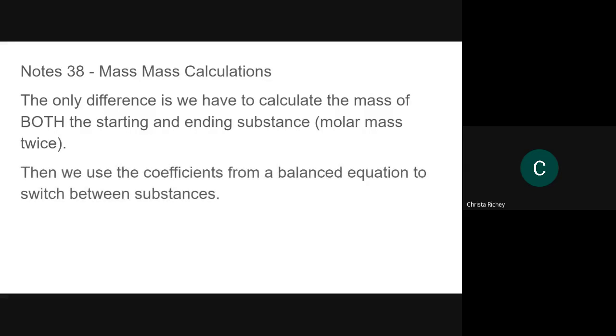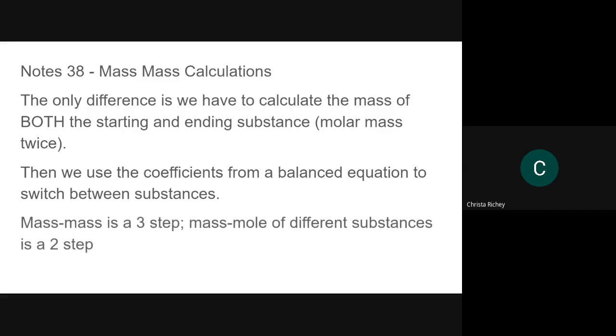You have to be able to do molar mass. You have to be able to pull coefficients from a balanced equation. Now, if I ask you to go from moles of one substance to grams of something else, then it's only a 2-step, and we'll show you how to use both of them today. So, grams of 2 different things is a 3-step conversion.